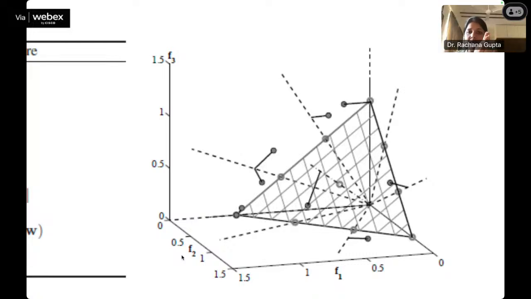Now understand, this triangle is nothing but the spread of the solutions in 3D, in the three-dimensional objective space. Our target is to select the optimum solutions that belong to the last round. Here you can see this solid circle, which is nothing but the solutions of the last round. Now we need to select the optimum solutions.